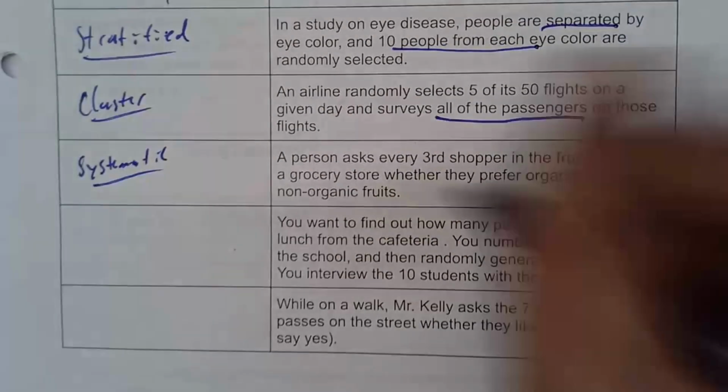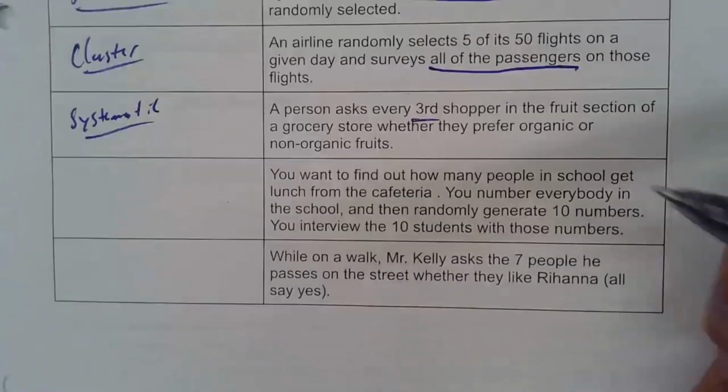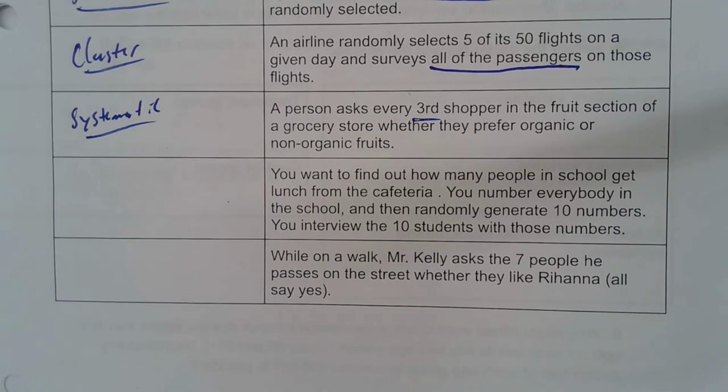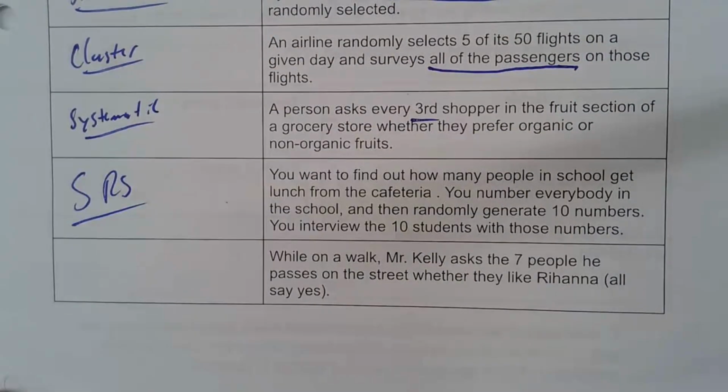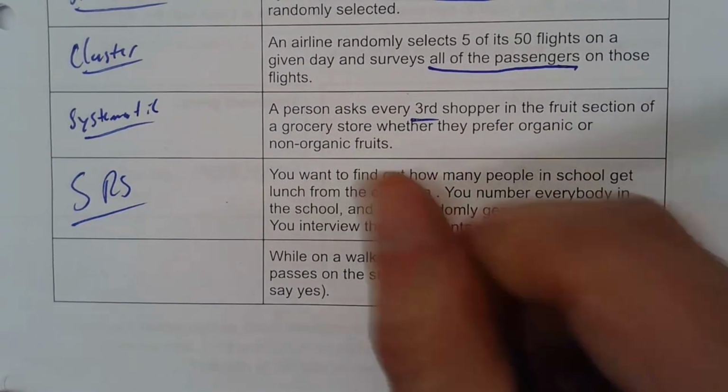Systematic, because it's every third. That's the keyword there. You want to find out how many people get lunch at the cafeteria. You number everyone in the school. You randomly generate 10 numbers. And you interview 10 students. That's simple random sample, SRS, because you've got that numbering and it's totally random.